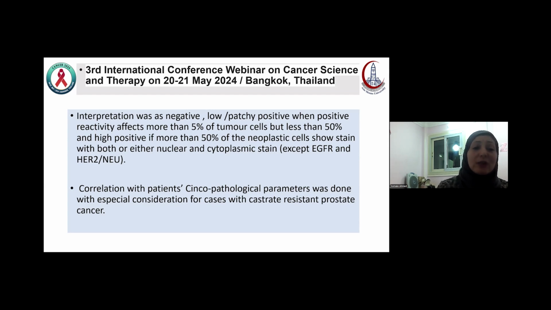Then we try to do correlation between these markers and the clinicopathological parameters of the patient, and we have a special consideration on castrate-resistant prostate cancer, because this is our target from the research, to find more targeted therapy for these patients.